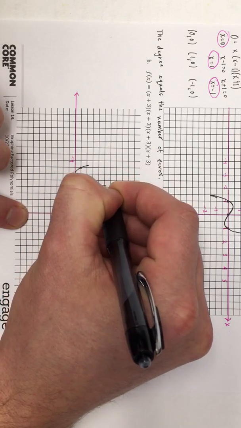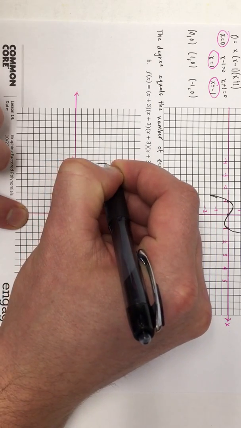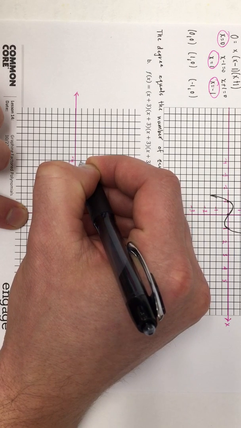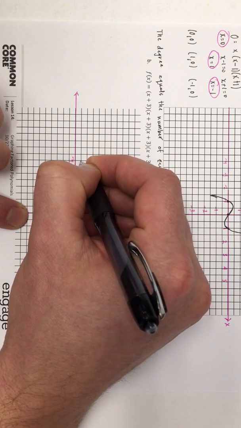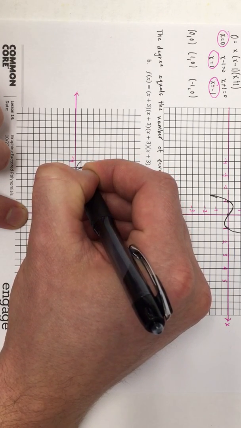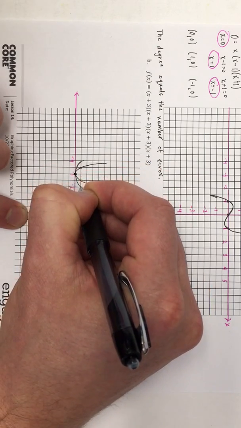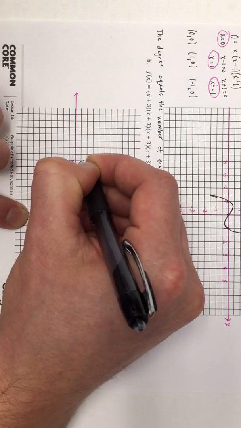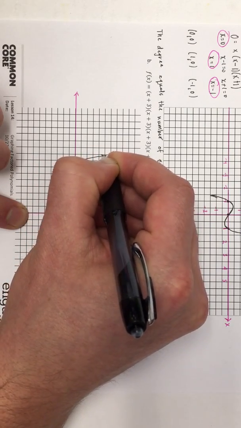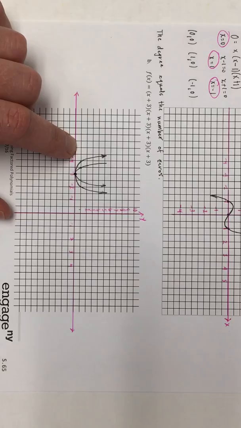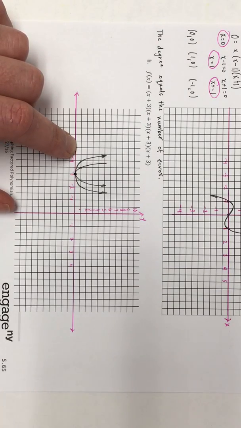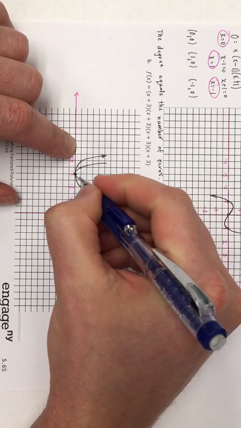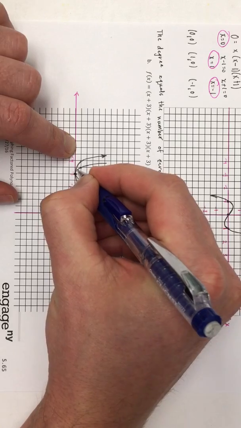Very steep. Oop. Should actually be this way. I forgot I skip counted. So it looks more like this. Apologize. So ignore this initial part of the graph.